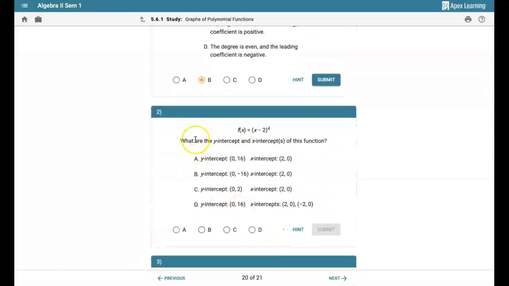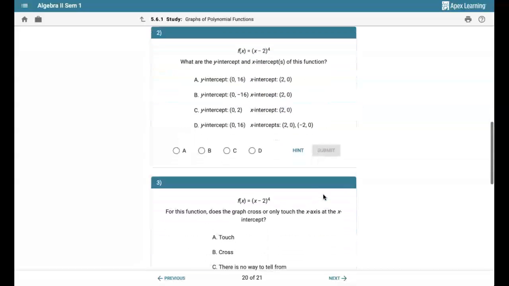All right, looking here, what are the y-intercepts and x-intercepts? Okay, so for here, we would just solve and plug in here. You would set y equal to 0 for one of them, and then set x equal to 0 for one of them, and then solve from there.